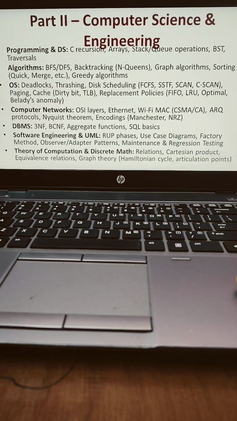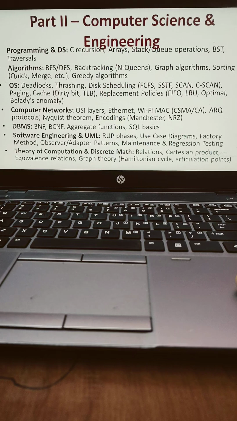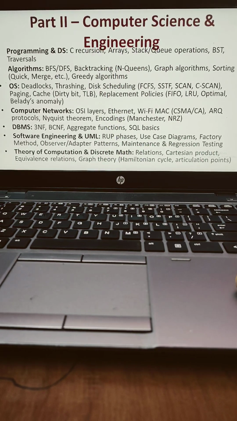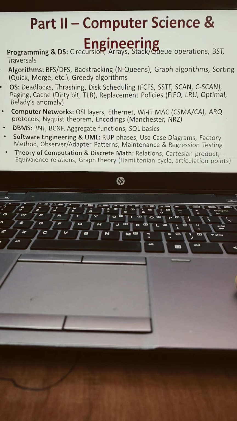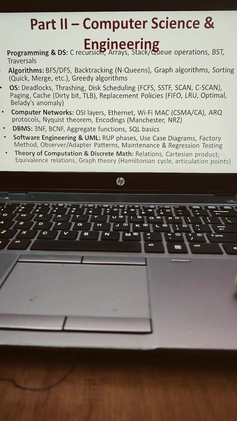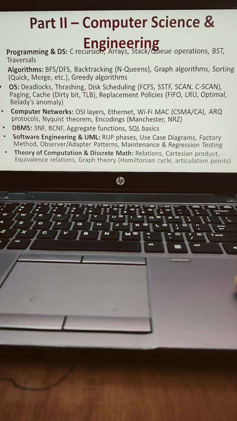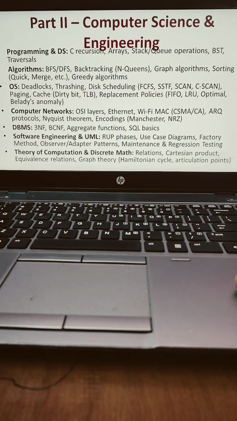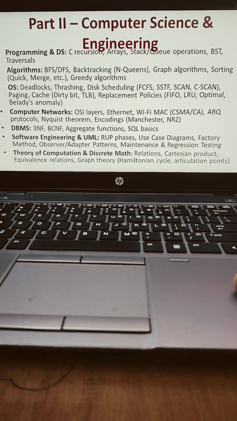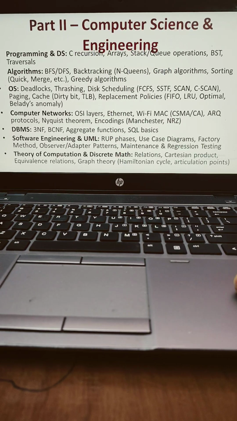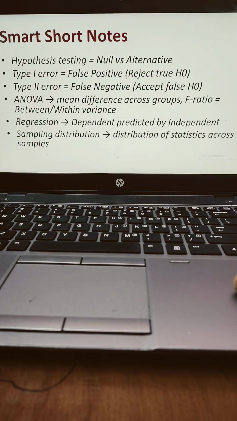The second part is basically computer science. All the important subjects for computer science are mentioned, like data structure, programming, algorithm, operating system, computer network, DBMS, then software engineering, UML, theory of computation and discrete mathematics. Those important subjects are mentioned. In that, there are a few important topics which you can expect in the forthcoming examination. That is also clearly mentioned over there.